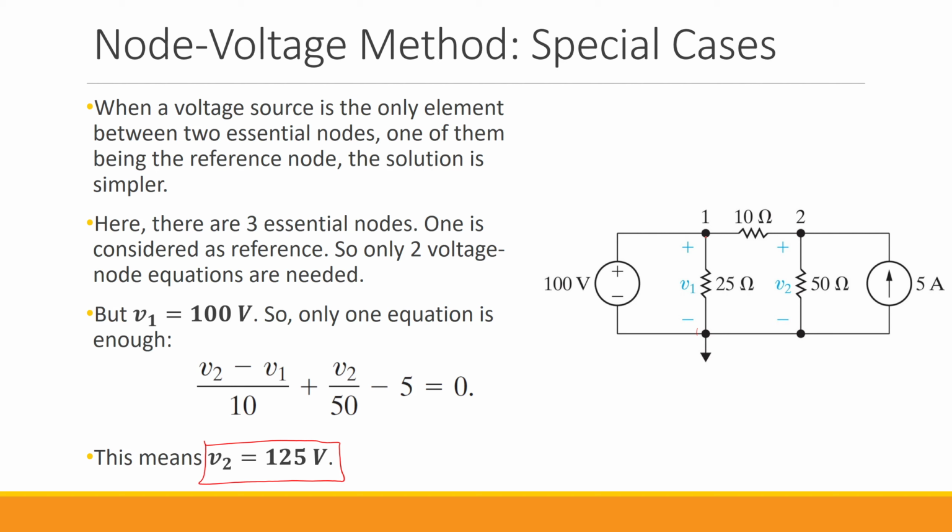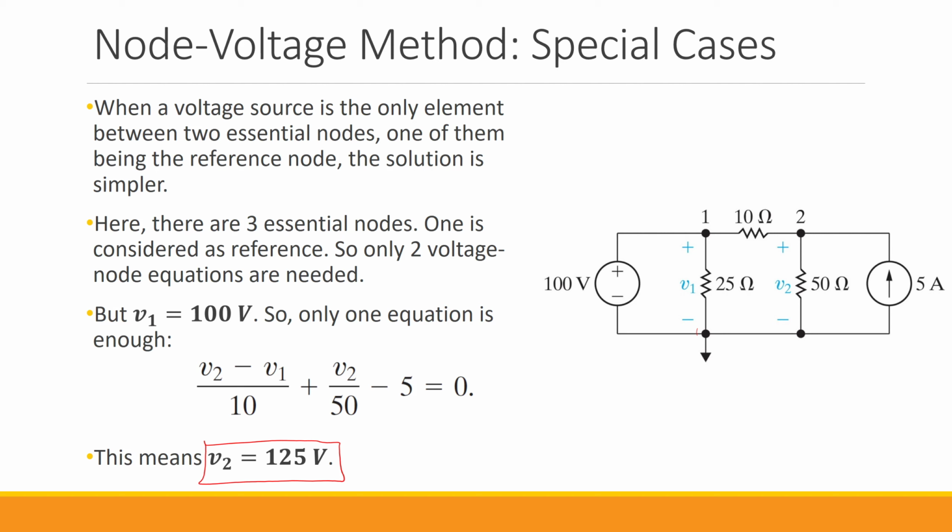You can think of it the other way too. If you have, let's say, an independent voltage source somewhere in your circuit connected between two essential nodes, and still you haven't decided which node to consider as the reference node, why not choose one of those nodes that is connected to this independent voltage source as the reference node? That way, one of your linear equations is completely eliminated. So think of it both ways.